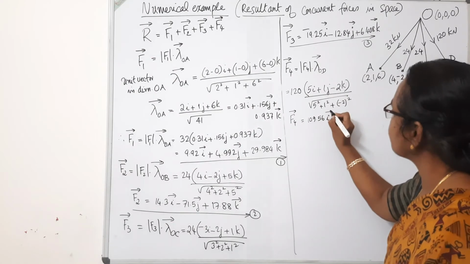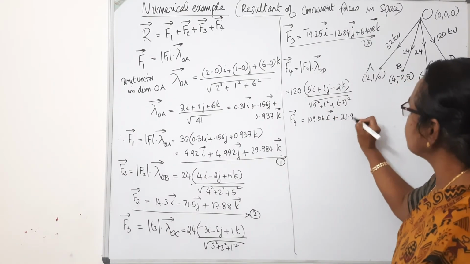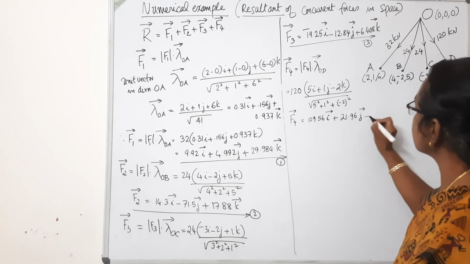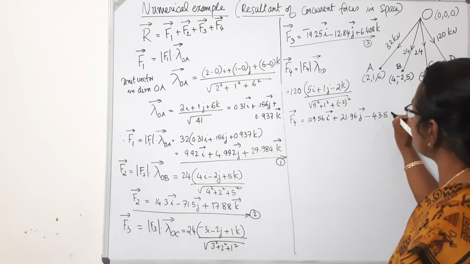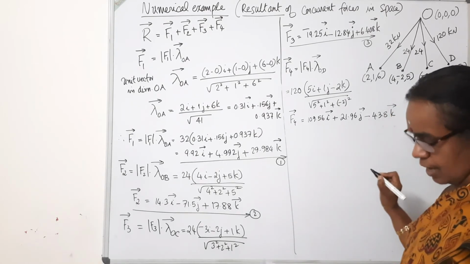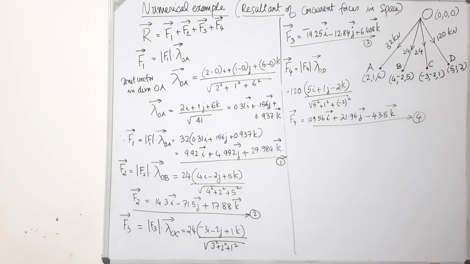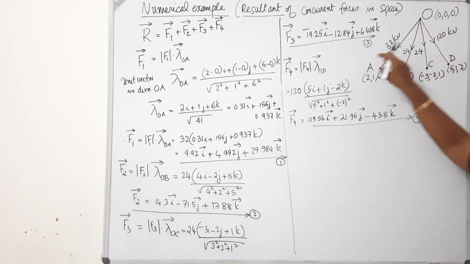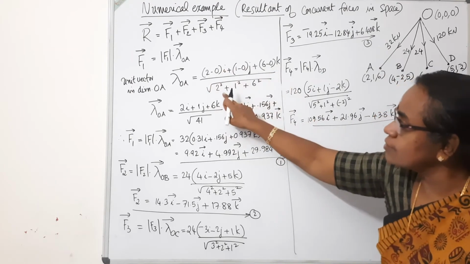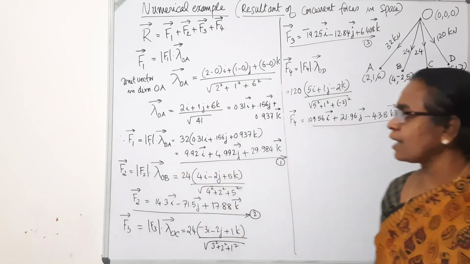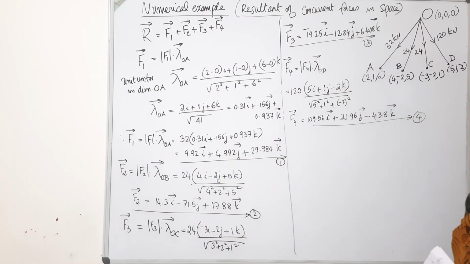109.56i plus 21.96j minus 43.8k. So now from the given data of the coordinates of the two points, we have found the direction vector. The top term is the direction vector. Dividing by the magnitude gives the unit vector in that direction. The magnitude of the force multiplied with the unit vector will give you the force vector.